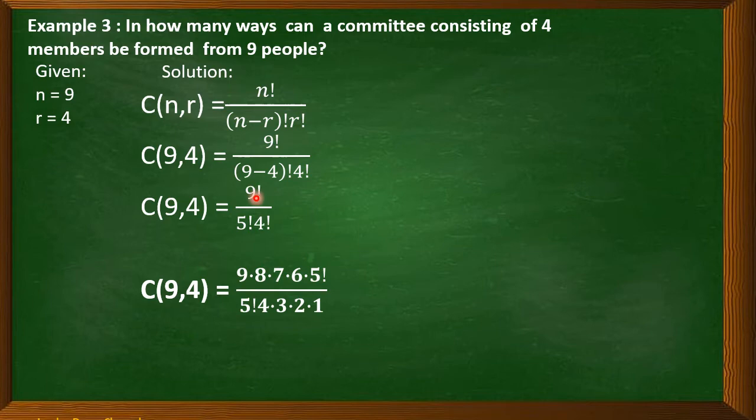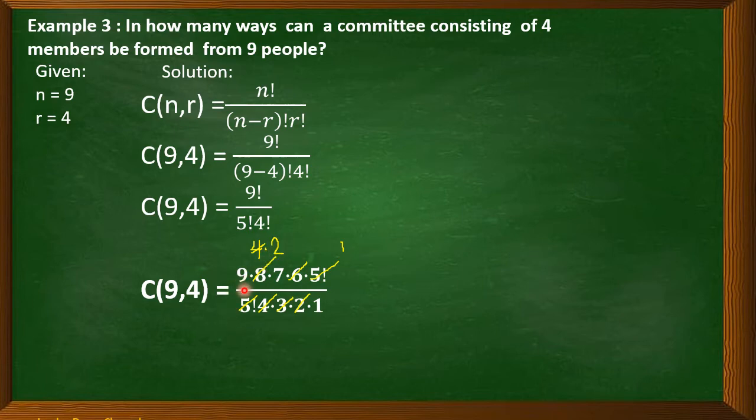We'll expand the numerator up to 5 factorial since we have 5 factorial in our denominator. So 9 times 8 times 7 times 6 times 5 factorial. Then we expand 4 factorial, which means 4 times 3 times 2 times 1. We can divide the common factors. 5 factorial divided by 5 factorial is already 1. Then 6 has factors of 3 times 2. Next, 8 can also be factored as 4 times 2. So we can divide the common factors. The only factors left are 9 and 2 in our numerator.